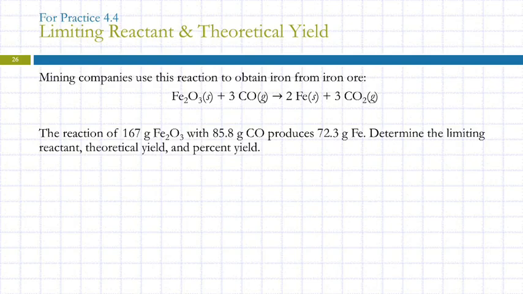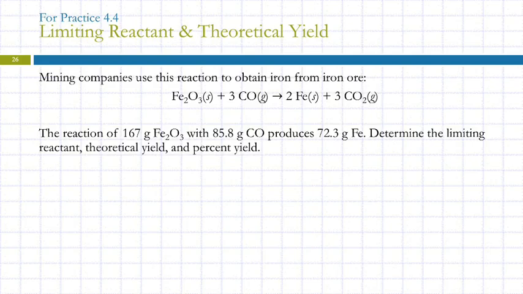Here's another one. Mining companies use this reaction to obtain iron from iron ore. The reaction of 167 grams of Fe2O3 with 85.8 grams of CO produces 72.3 grams of iron. Determine the limiting reactant, the theoretical yield, and the percent yield. The theoretical yield is always something you have to calculate. The actual yield will be given to you.